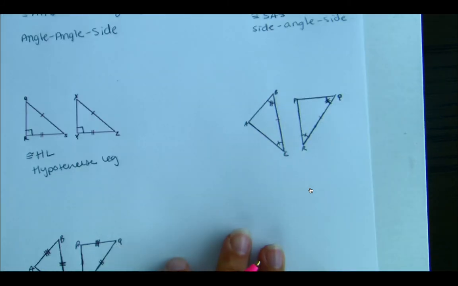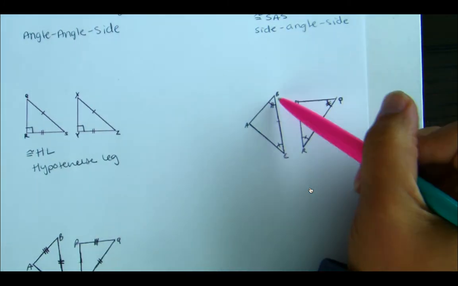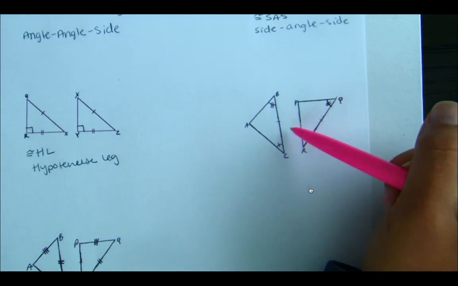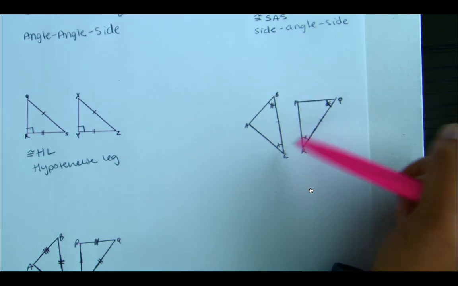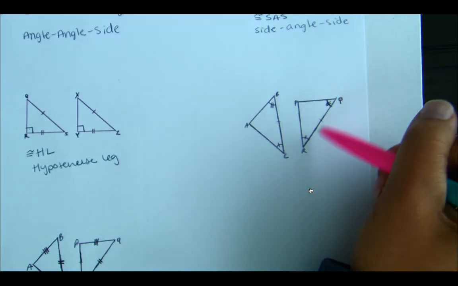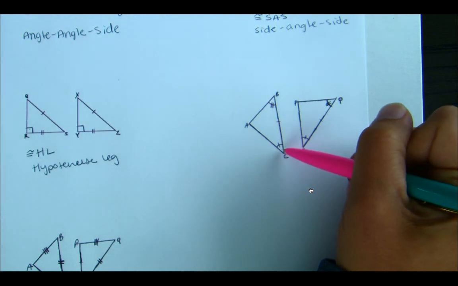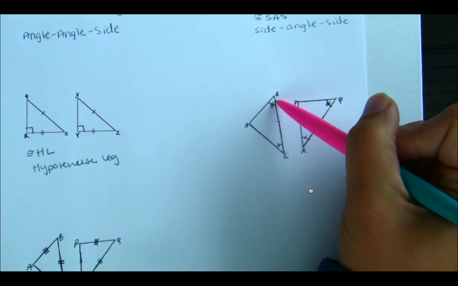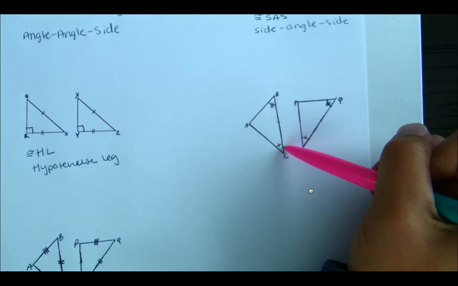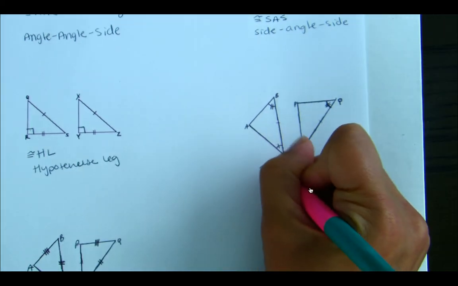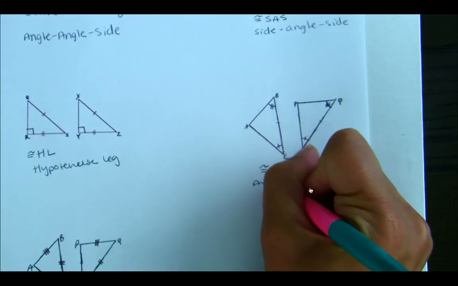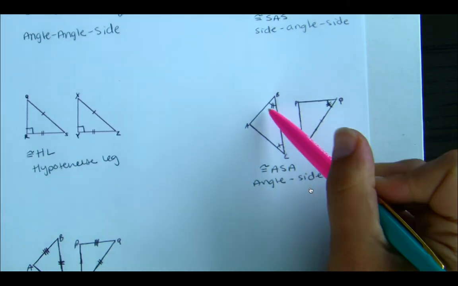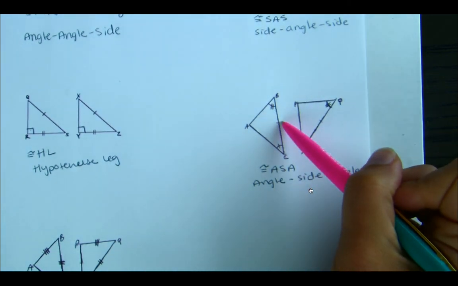Okay. Our next one right here, I have angle B is congruent to angle P. I have BC is congruent to PR. And I have angle C is congruent to angle R. So if I'm starting from here, I have angle, side, angle. So keep in mind how we can tell is always going to be in the order in which we are viewing it. So anywhere I start, whatever comes next is what you're going to state.